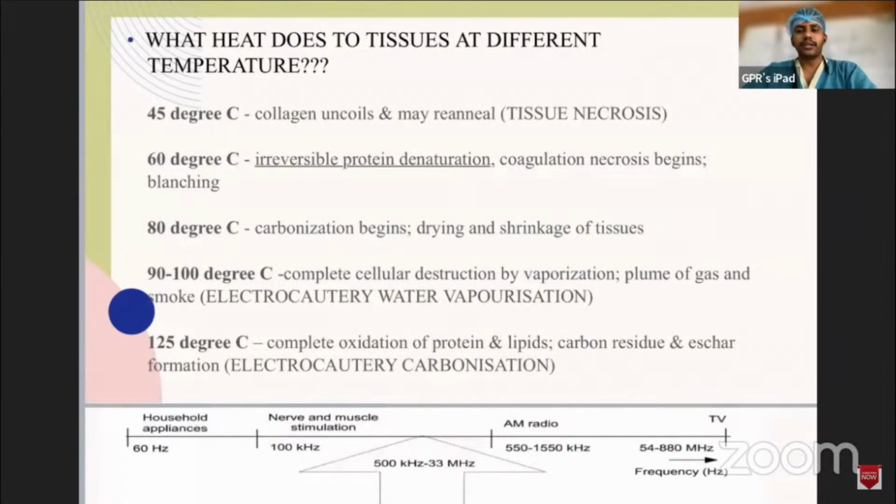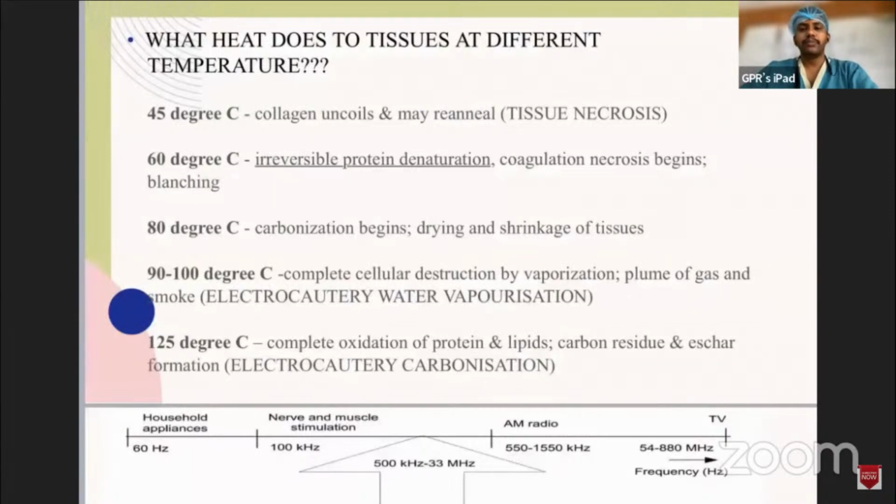When 80 degrees centigrade heat is exposed, it causes carbonization or the initiation of eschar formation, which is caused by the drying and shrinkage of the tissue. When the tissue is exposed to 90 to 100 degrees centigrade, there will be complete cellular destruction followed by vaporization, and a plume of gas or smoke will come out of the tissue. This is also called tissue vapor or surgical smoke, which has all the vital microorganisms or inactivated viruses present within the cell dissipated. So this is the electrocautery water vaporization effect.